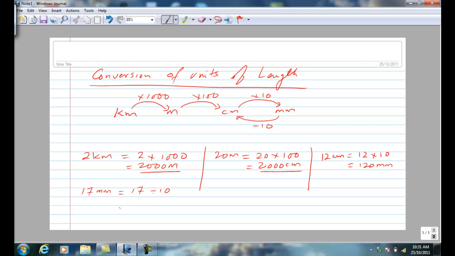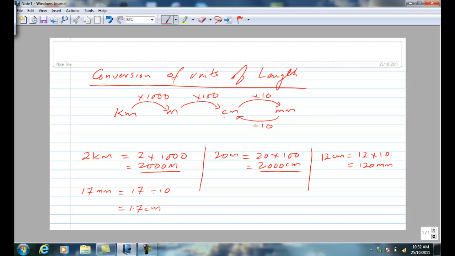Now dividing by 10 is quite easy. All you need to do is move the decimal point. In a whole number, where is the decimal point? It is always at the end. So the decimal point is right there. So if you divide, you take the decimal point towards the left, so it will end up there. So that number will become 1.7, and we have converted millimeters to centimeters.